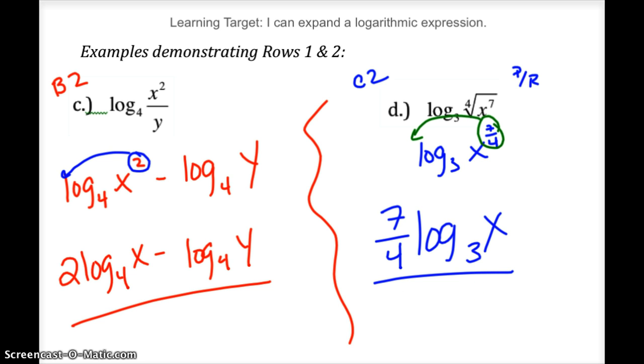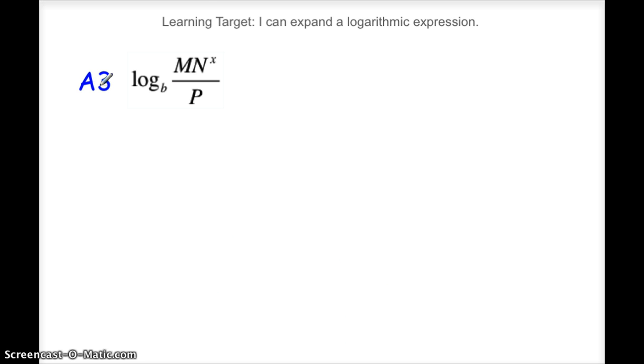Okay, so we just have a few more examples to look at. We're going to kick it up a notch. A3, this is a lot going on. We've got multiplication in the numerator, one of those things has a power, and then we also have division. So take a look at what happens.